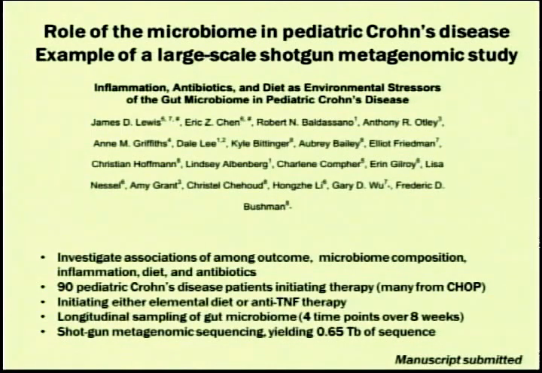We studied 90 pediatric Crohn's disease patients who are initiating therapy, many of these CHOP patients, either of two treatments, elemental diet or anti-TNF therapy, longitudinal sampling of the gut microbiome, so now 4 time points over 8 weeks. So this is introducing a new twist here, which is time dependence also, along with the other factors we're trying to analyze. And so with shotgun metagenomic sequencing, we analyzed over 500 billion bases of sequence information in this study. So four Illumina HiSeq runs, a really, really large study.